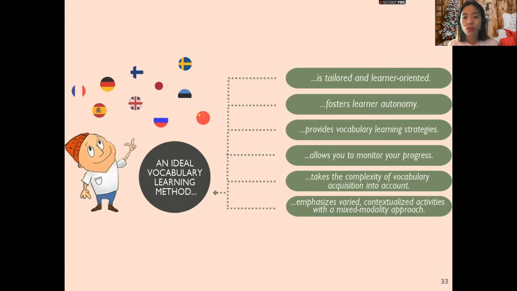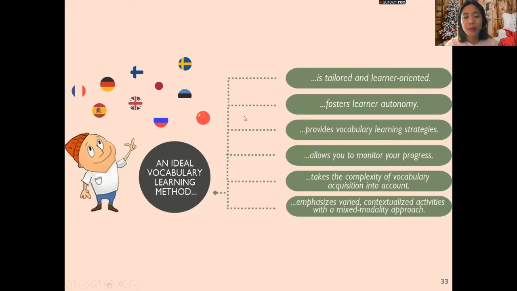That's why contextualized activities. There are so many activities as long as we make it contextualized, and then we also make use of another approach, a mixed modality approach. These are the things that we have to consider since it's a creation of materials class. So for example, if you make a lesson plan, how to teach vocabulary to your learners, you have to make sure that we consider these.